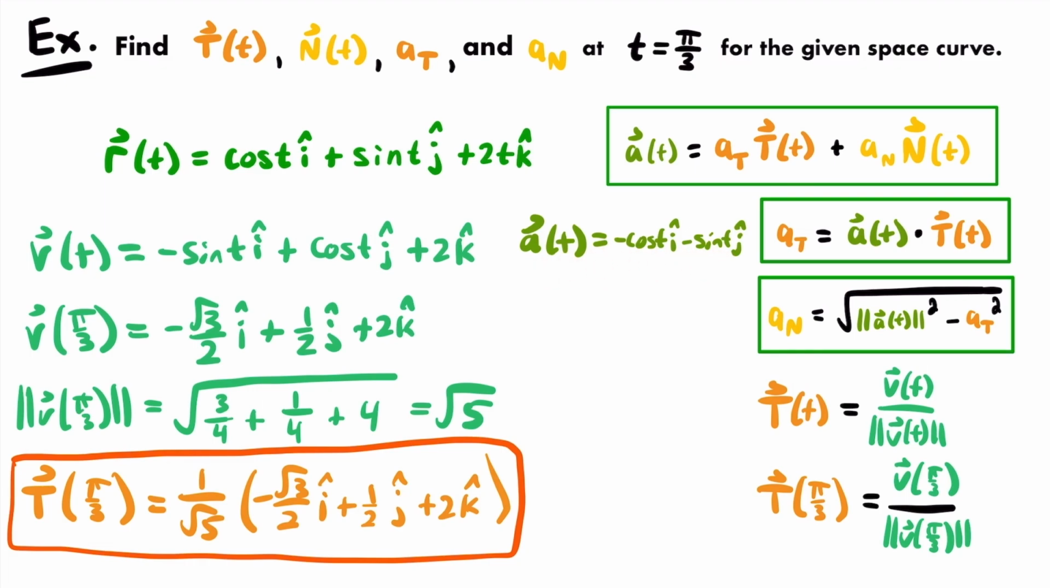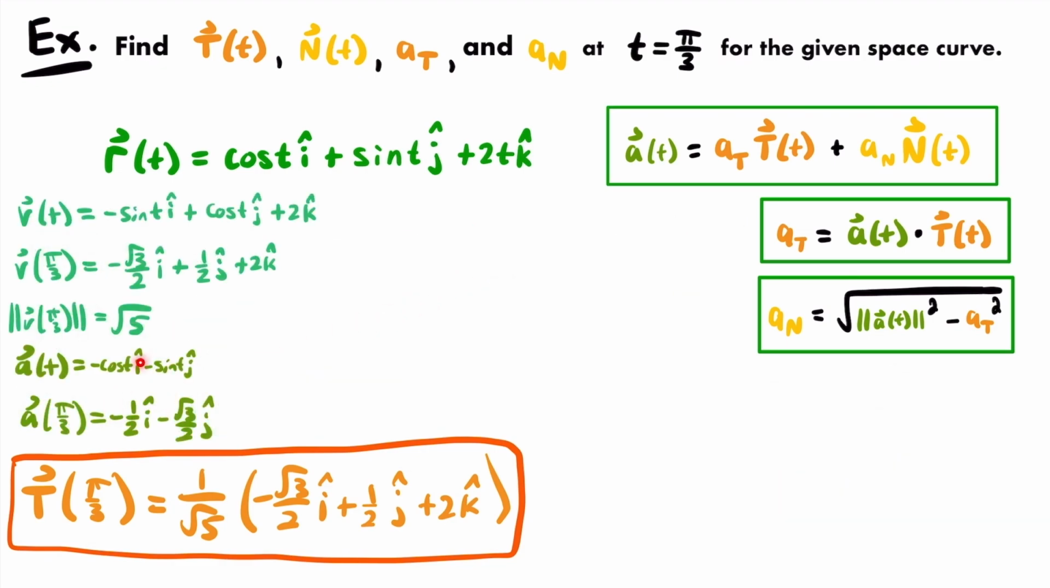Now let's evaluate it at pi divided by 3, so we'll have a of pi divided by 3 is equal to negative cosine of pi divided by 3. Cosine of pi divided by 3 is 1/2, so we get negative 1/2 i, and then sine of pi divided by 3 is the square root of 3 divided by 2, so we have minus the square root of 3 divided by 2 j. All right, so now we have the acceleration vector at pi divided by 3 and the unit tangent vector at pi divided by 3, so now we can take the dot product of those two vectors to find the tangential component of acceleration. So let's do that next.